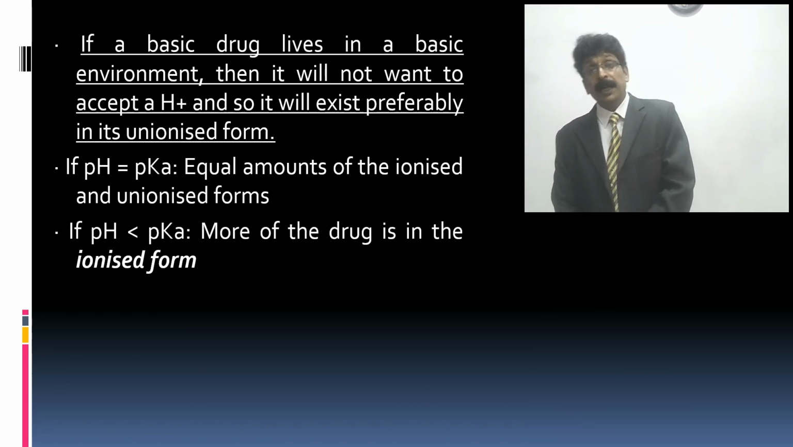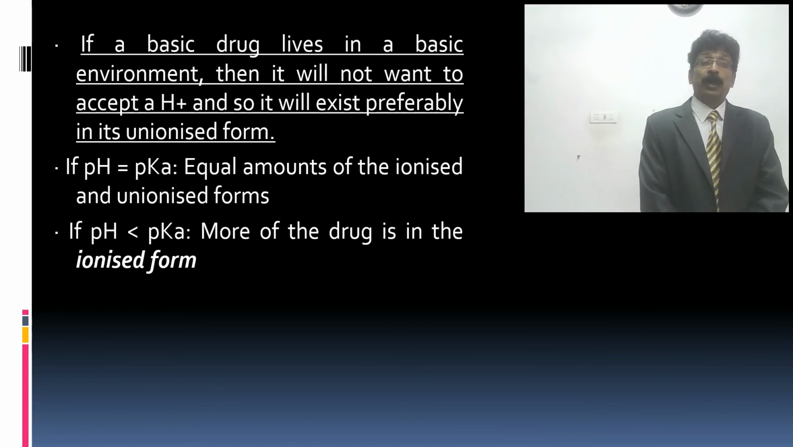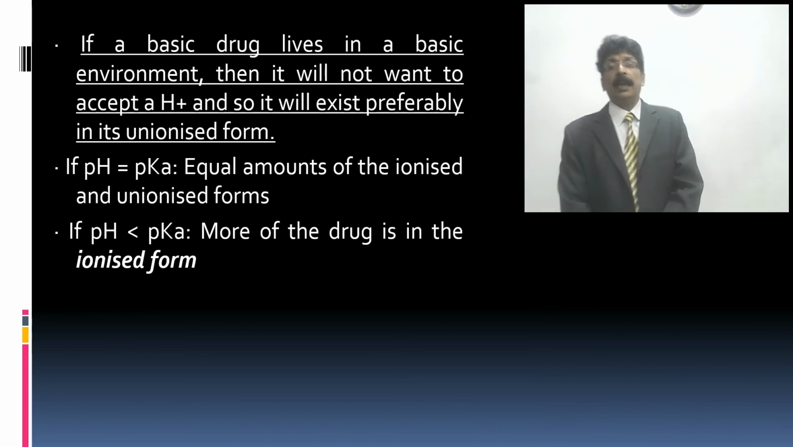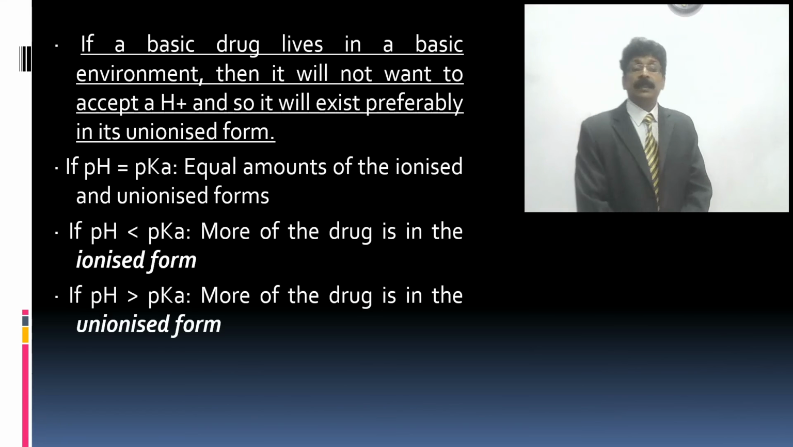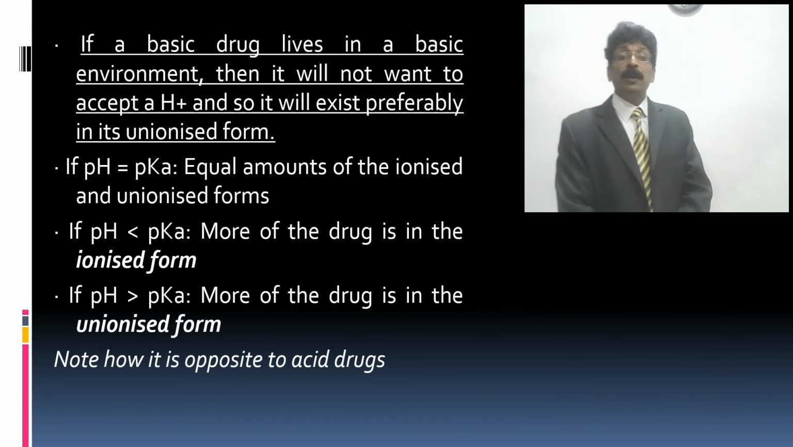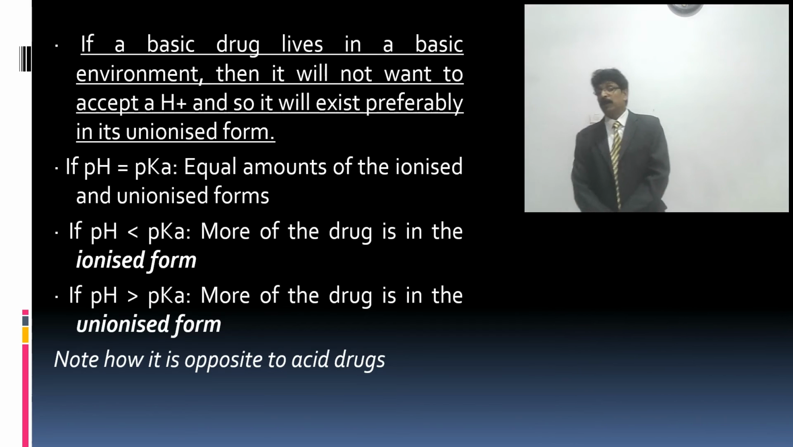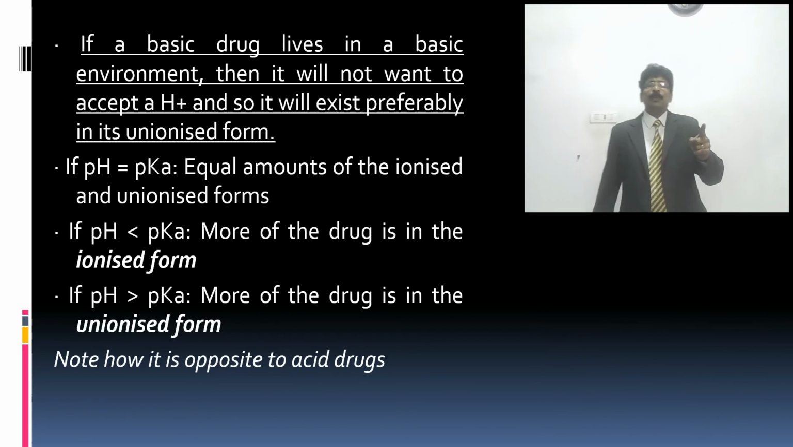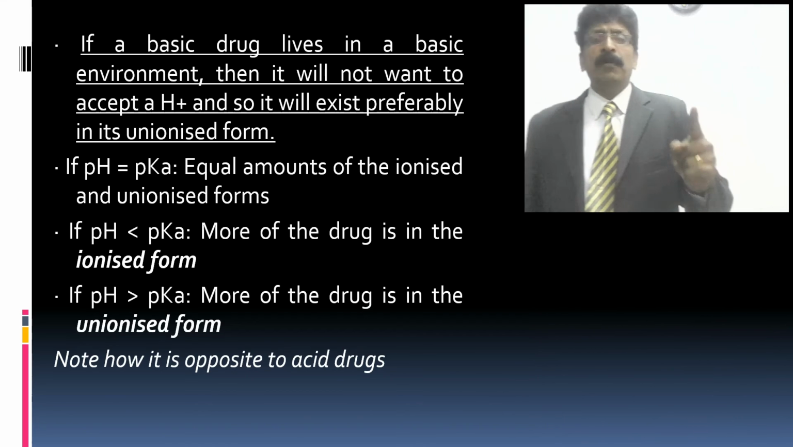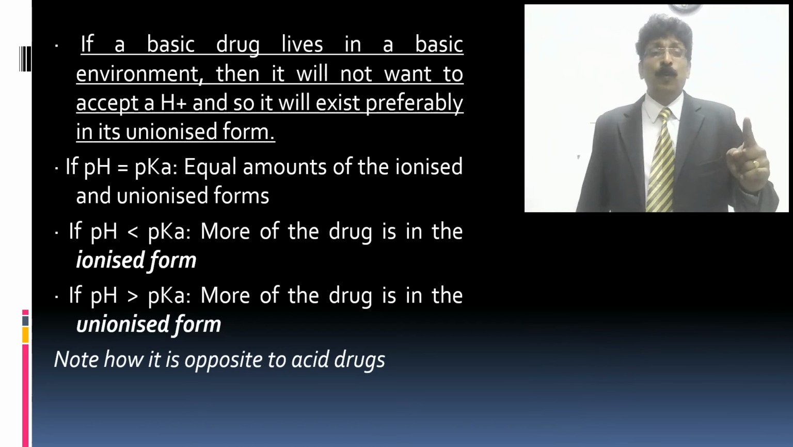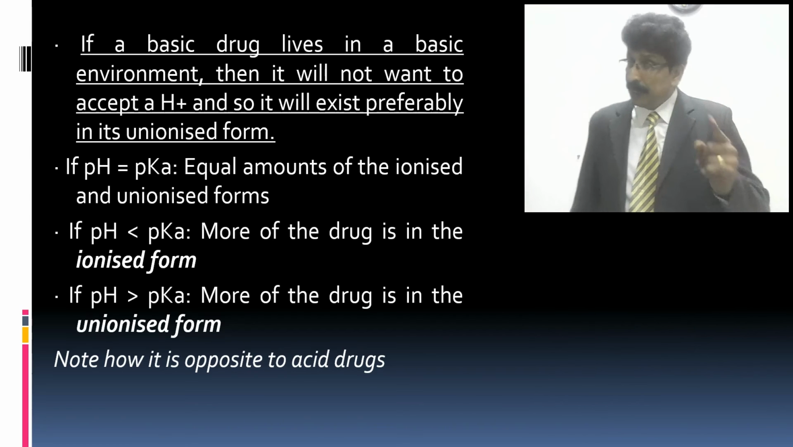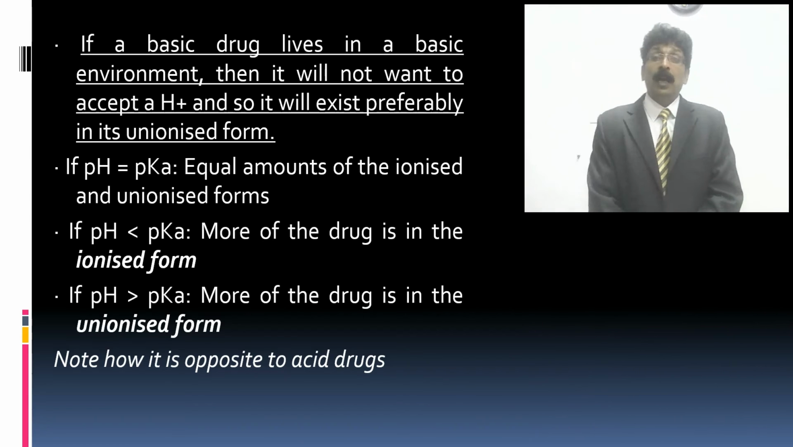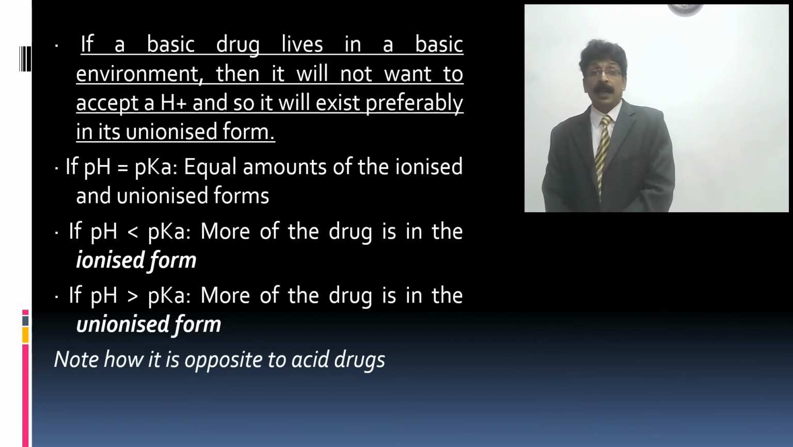We are now talking about the basic drug. When pH is less than pKa, more drug is in an ionized form, and when pH is more than pKa, more of the drug is in the unionized form. Note, this is opposite for an acid drug. When pH is equal to pKa, the ionized and unionized forms are equal. But when the pH is less than pKa for a basic drug, the drug is in ionized form, and when pH is more than pKa, it is in the unionized form.